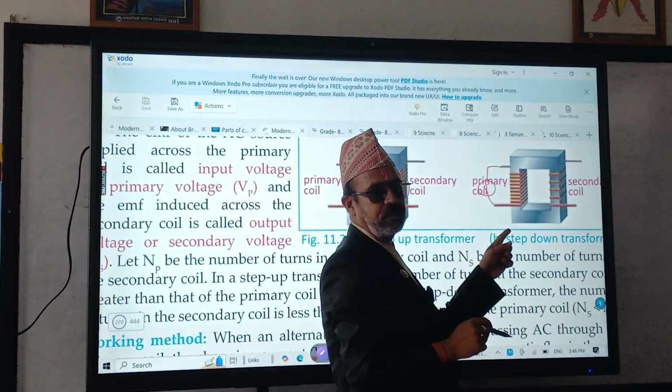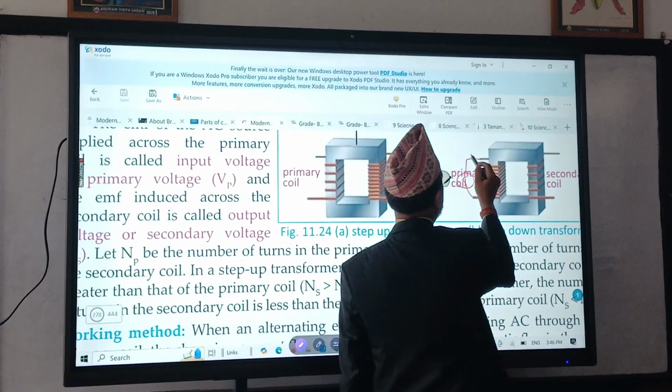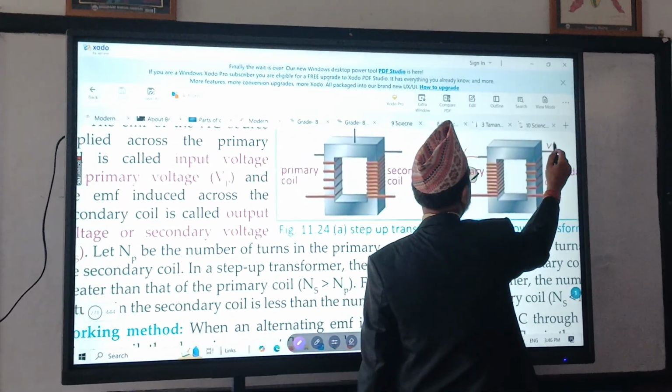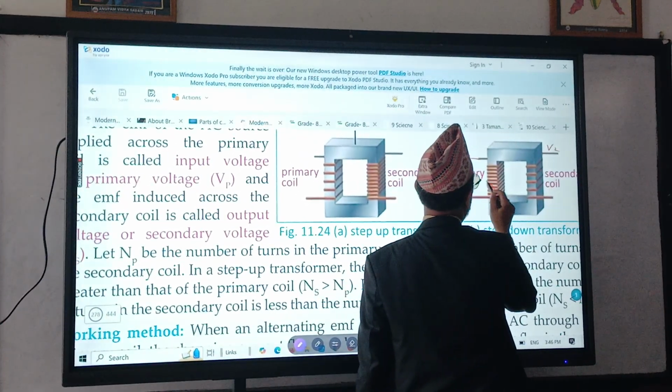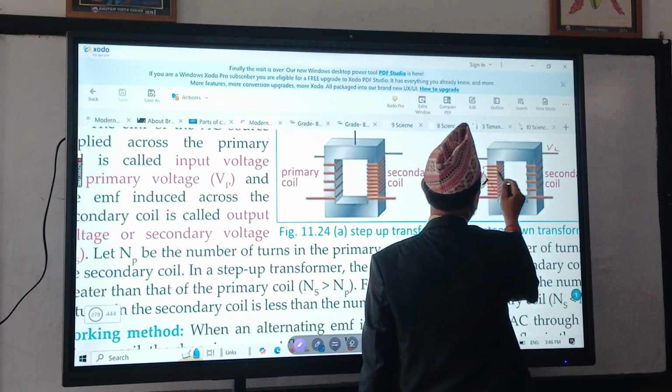Here is AC voltage, right? And here you can write B1, here B2, primary coil, secondary coil. You have to do it like this.